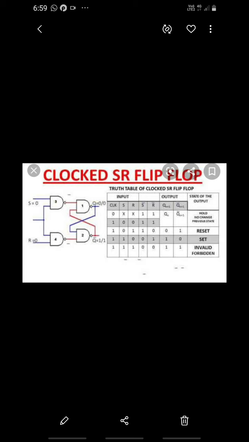If S is equal to 1 and R is equal to 0, then S bar is equal to 0 and R bar is equal to 1. With these inputs, the latch is set to 1 irrespective of its previous state. The case S is equal to 1 and R is equal to 1 is not used as it is an ambiguous or invalid state.